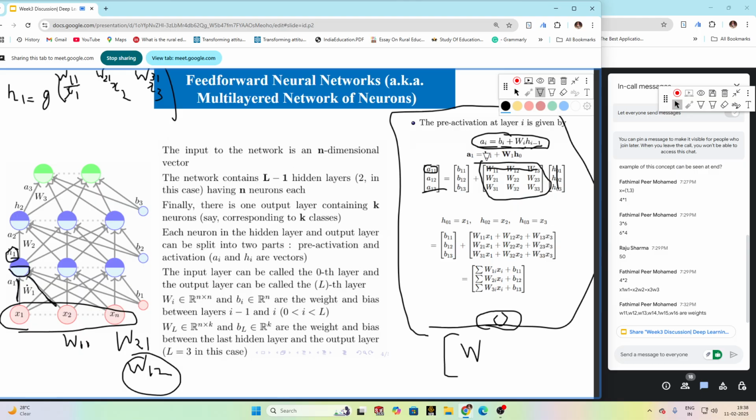Otherwise you can just make the matrix, do the transpose and then multiply it. Otherwise, for simplicity, you just skip that transpose part. You write this weight as W12, not W21. Actually, it should be W21, but you just do the reverse of it and write this as W12. Okay, so this is the concept.